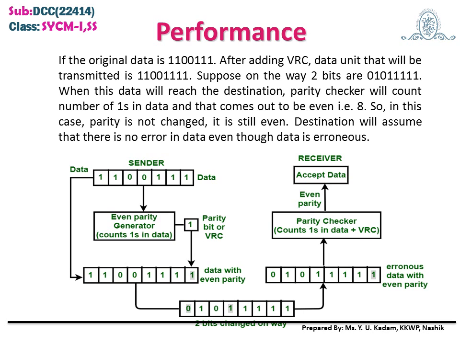This is all about the types of error and the first method, VRC, that is vertical redundancy check.